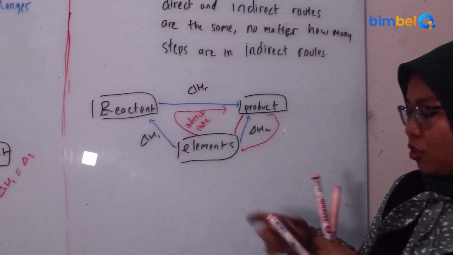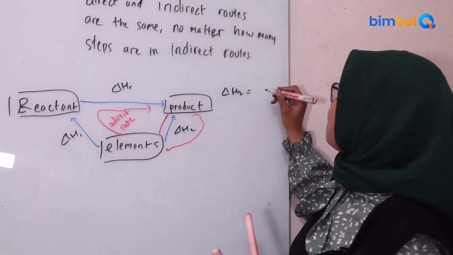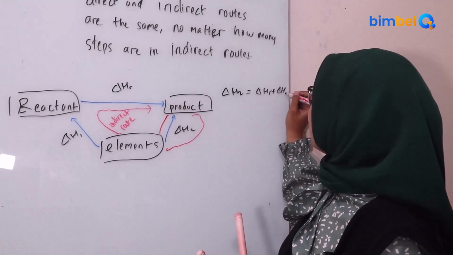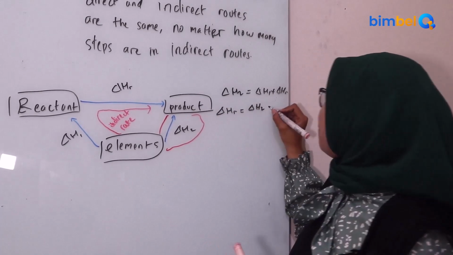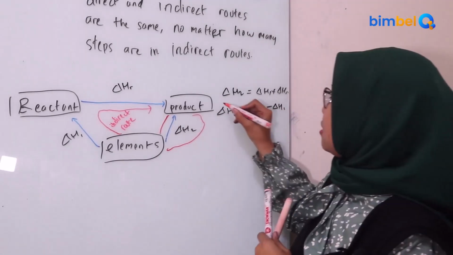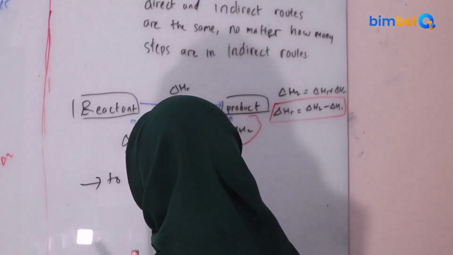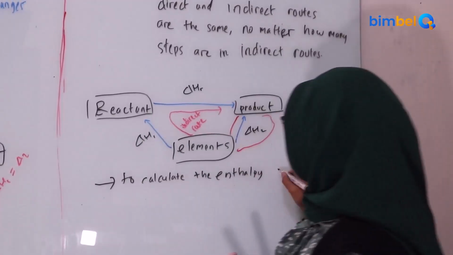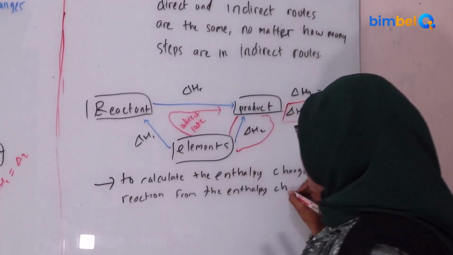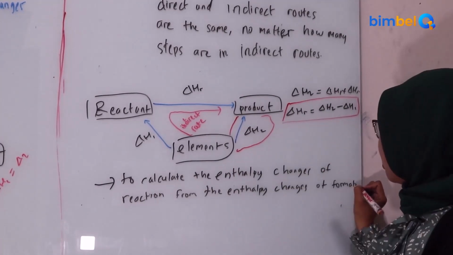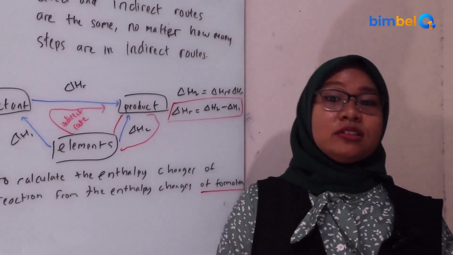From this diagram, we can make the formula: delta H2, since it's the direct route, equals delta H1 plus delta H reaction. So delta H reaction equals delta H2 minus delta H1. This is the formula, and we can use it to calculate the enthalpy change of reaction from the enthalpy changes of formation. Remember the difference between formation and the other one, combustion.